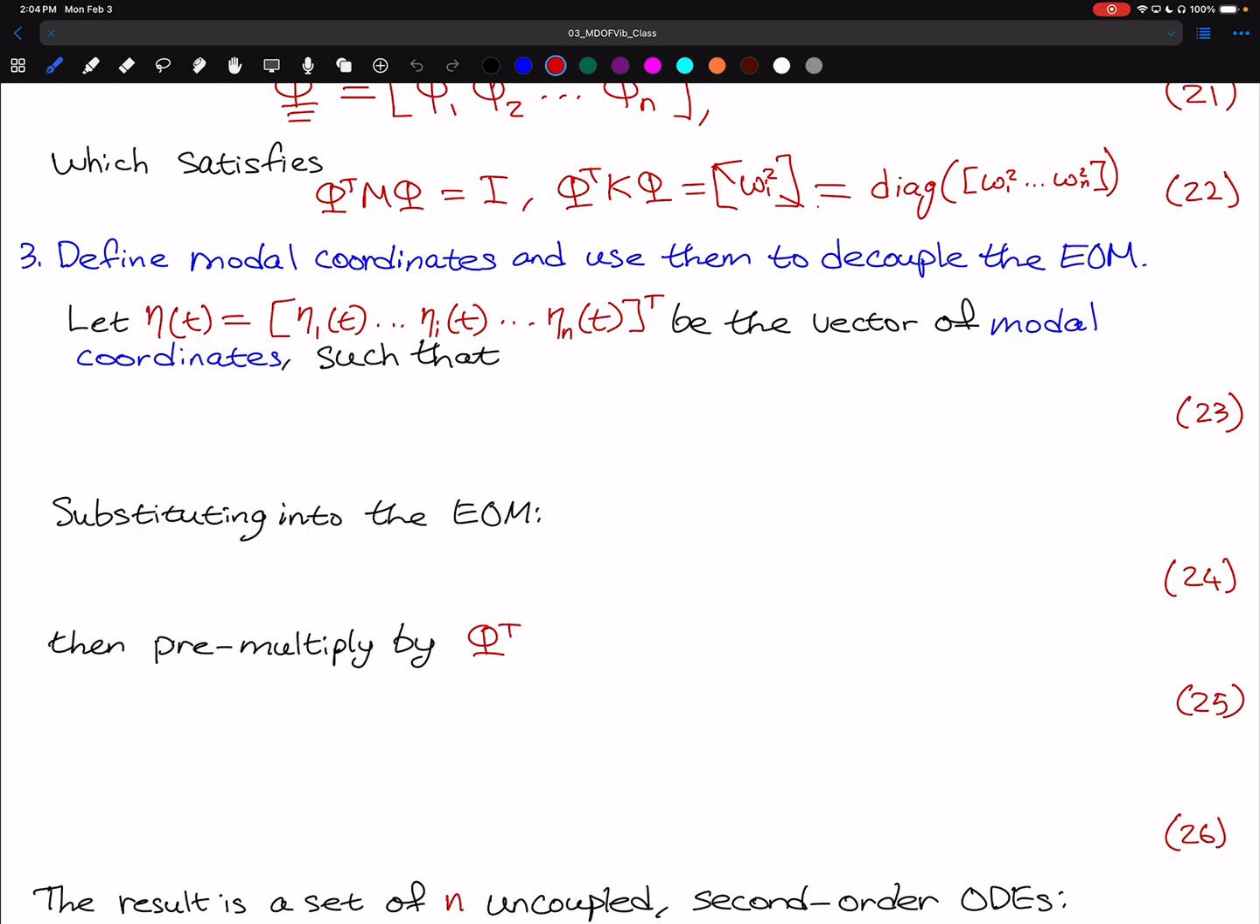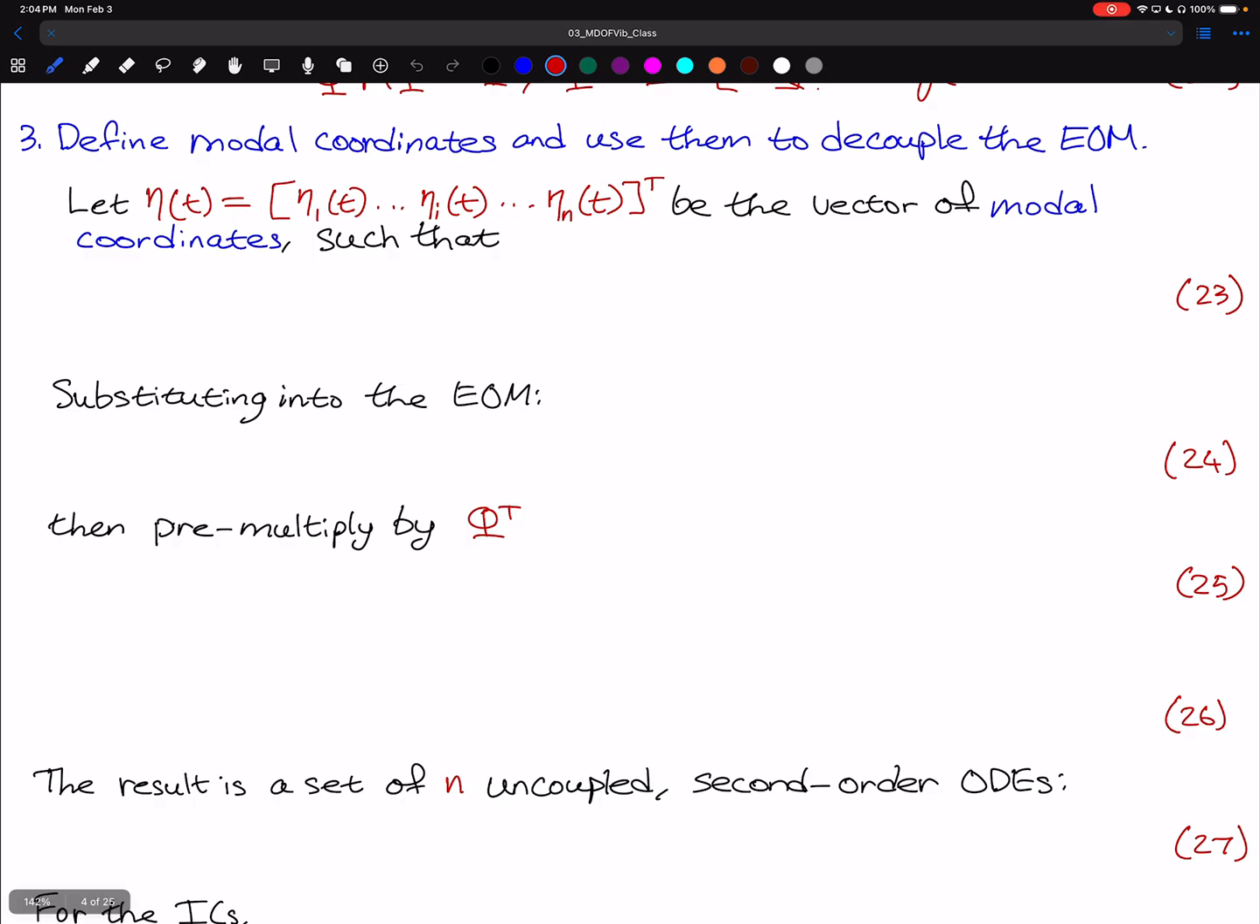such that, and this is where we'll define what we'll call the modal transformation, the vector x of t, which contains all of the physical displacements, is equal to this modal matrix big phi times eta of t. x dot is equal to big phi eta dot, and x double dot is equal to big phi times eta double dot. And we say that this is the modal transformation.